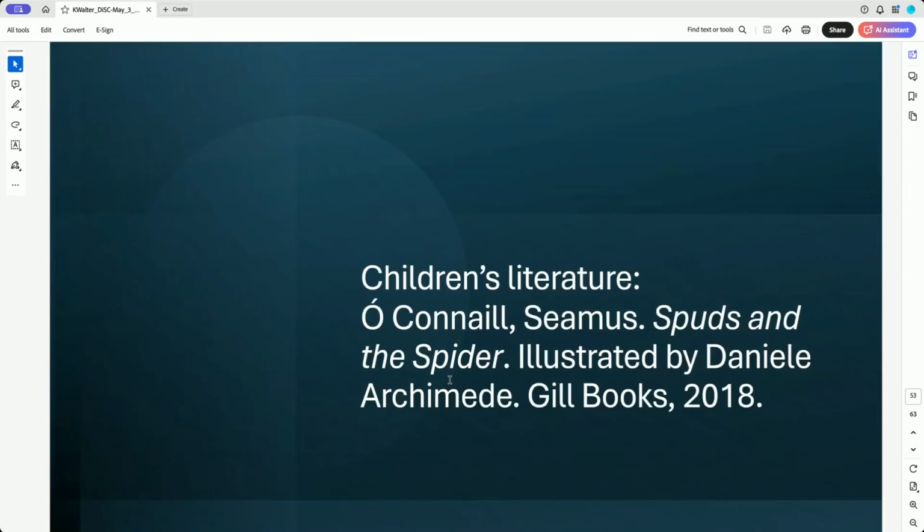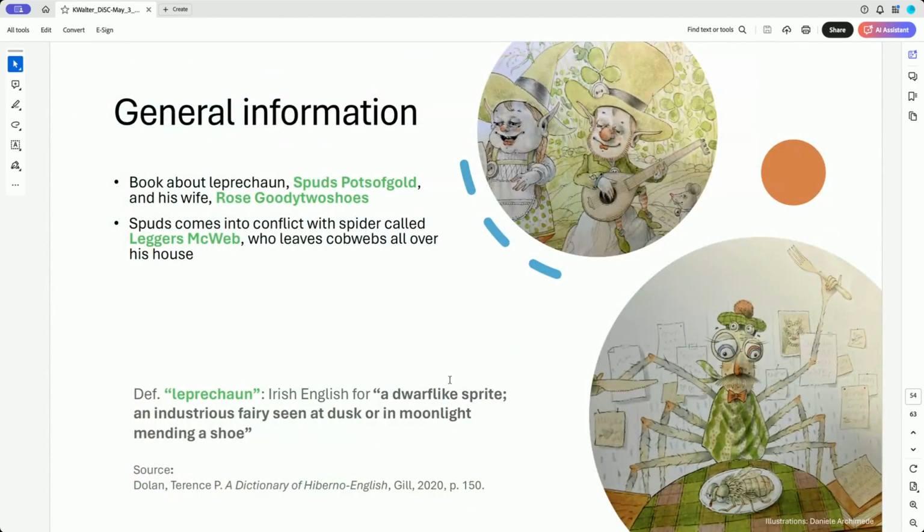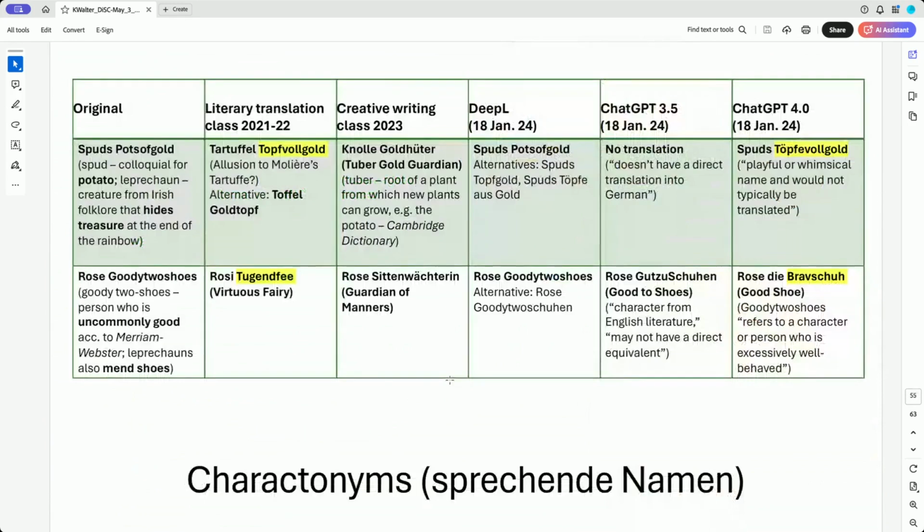Okay, two more examples to go. This is from a children's book, Spuds and the Spider by Seamus O'Connell from 2018. And it is a book about a leprechaun called Spuds Pots of Gold and his wife called Rose Goody Two Shoes. And we're just going to look at the names of these two characters because they are what we call in German sprechende Namen, or character names. They are names that tell us something about these characters.